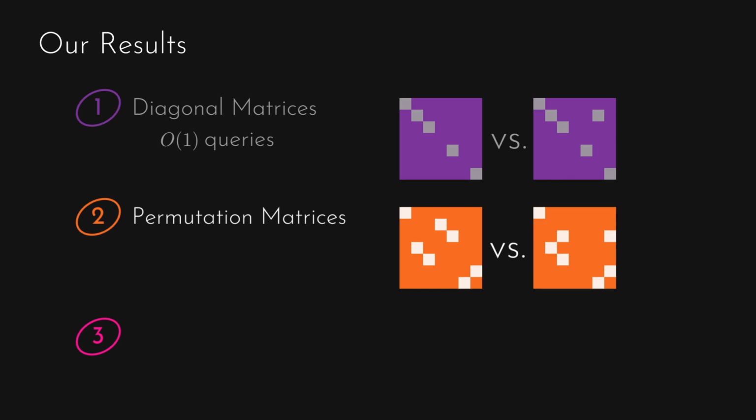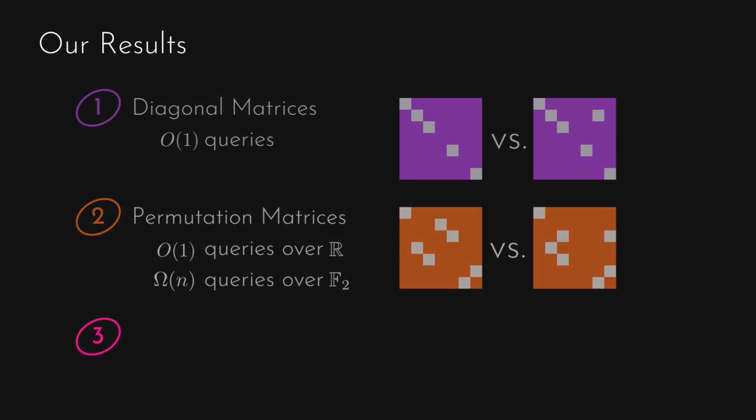For this problem, we will see a situation where the underlying field matters a lot. When we compute the UMV queries over the real numbers or any large enough field, then I will show how to solve this problem with high probability by using only a constant number of queries. On the other hand, when we are working over F2, then I will prove a lower bound showing that Omega(n) queries are necessary.